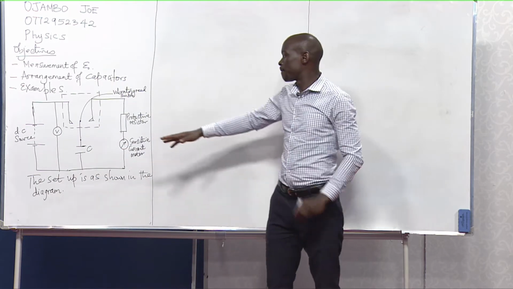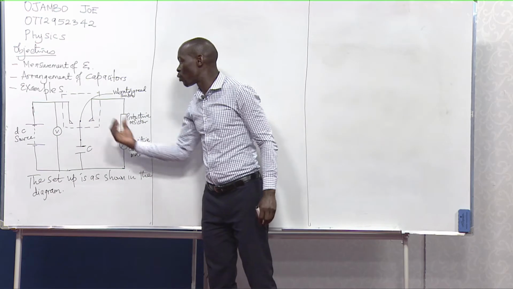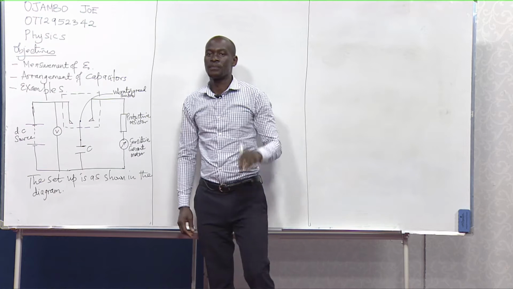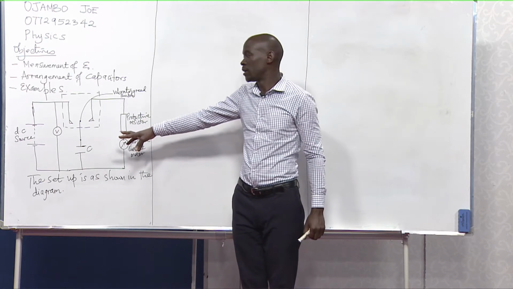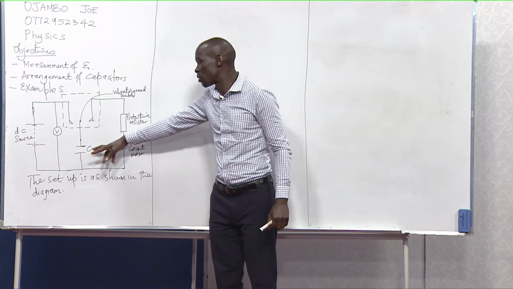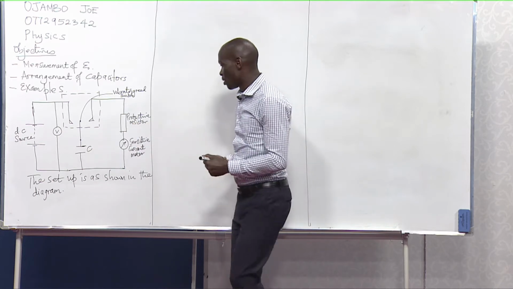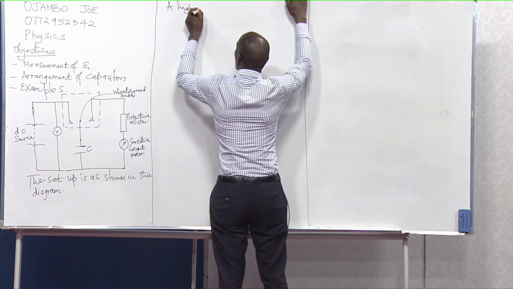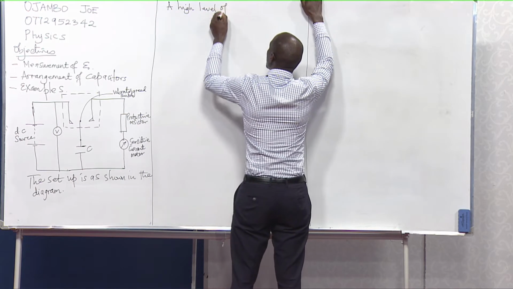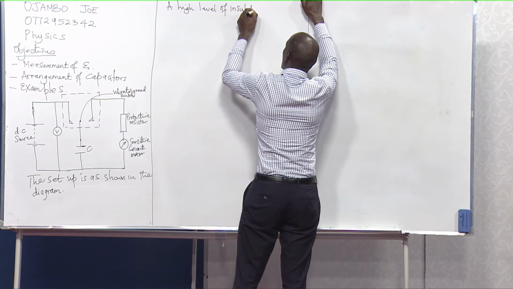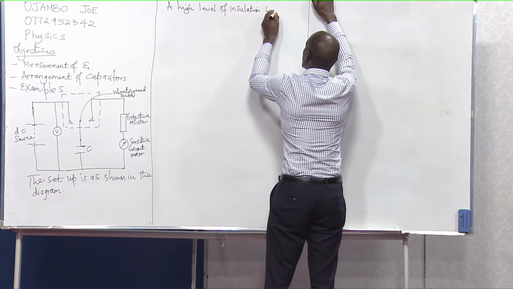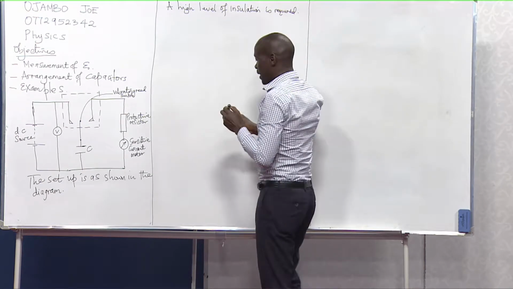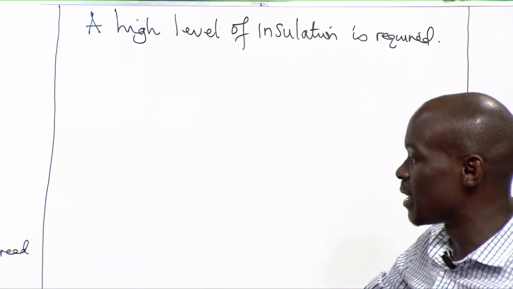Because of the high voltage values we're going to have, there is need to insulate. You're going to have a very high insulation, and that is one of the precautions. So, a high level of insulation is required. Now, that is basically the introduction.